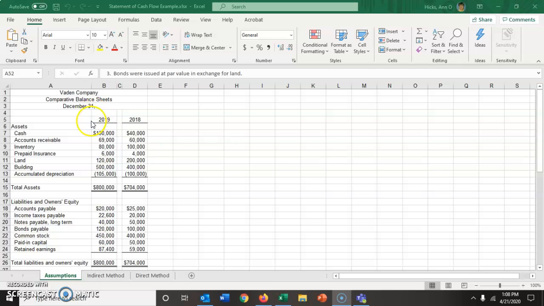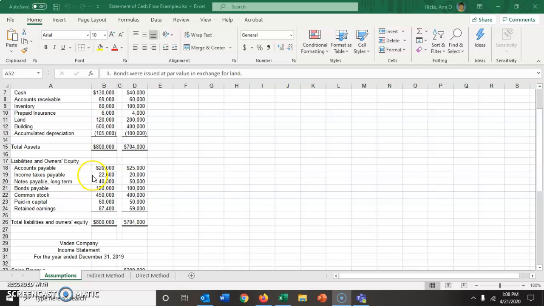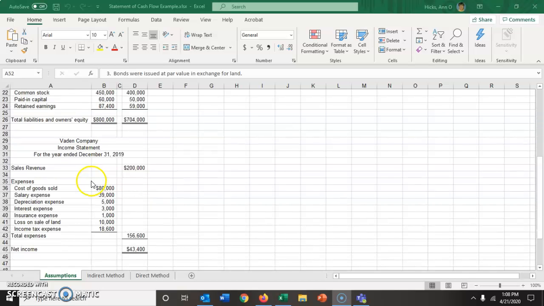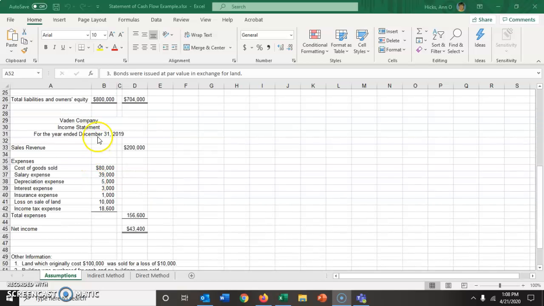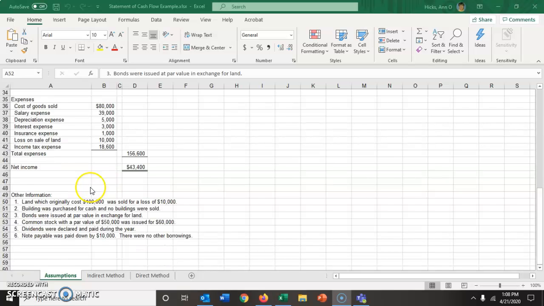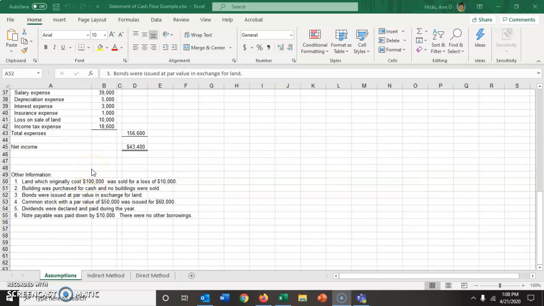You have the comparative balance sheets, the balance sheet for 12/31/18, 12/31/19. You have an income statement for the year ended 2019. And then while I don't have a general ledger here for you, I do have information which I would have pulled from the general ledger, information that involved, again, specific transactions. And we will use that information as we get to it.